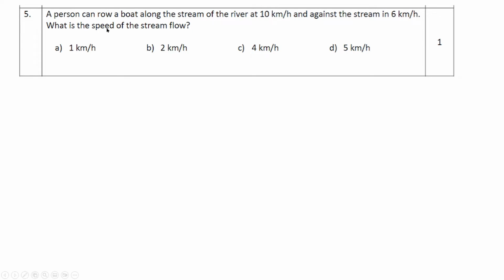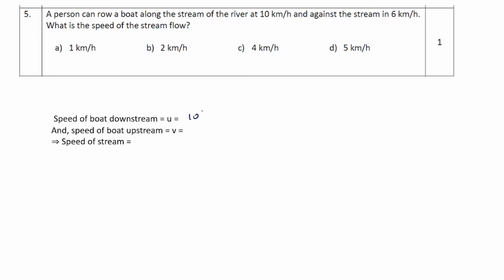Next question, a person can row a boat along the stream of the river at 10 km per hour and against the stream at 6 km per hour. What is the speed of the stream flow? Now this is very easy. When the speed of the boat along the stream or downstream is given, and the speed of the boat against the stream or upstream is given, then we can calculate the speed of the stream as the difference between these two divided by 2. So, speed of the boat downstream u is given as 10 km per hour. Then speed of the boat upstream is given as 6 km per hour.